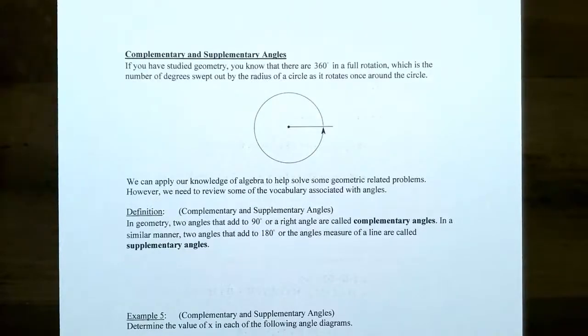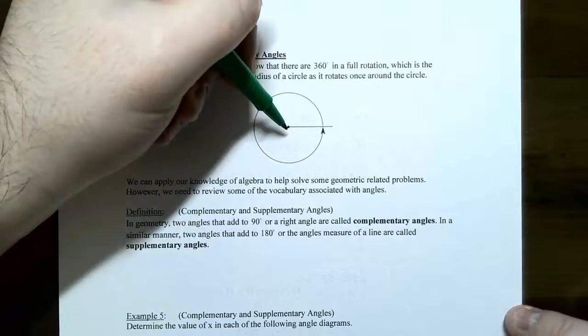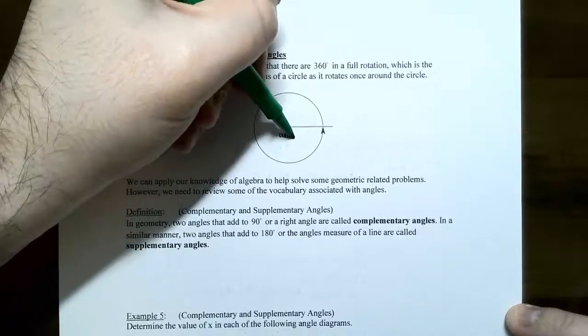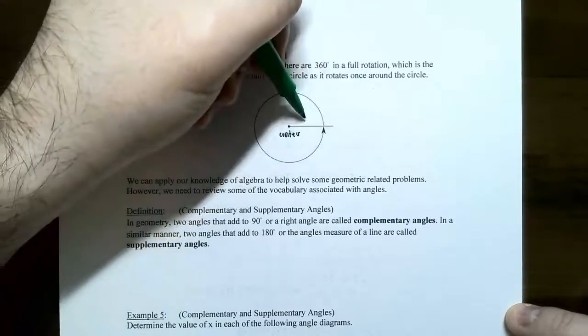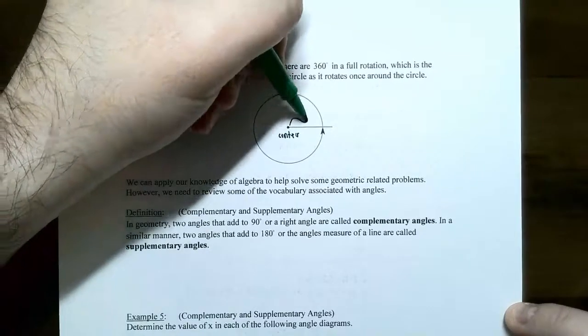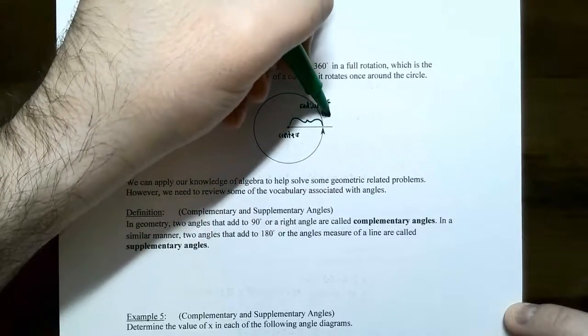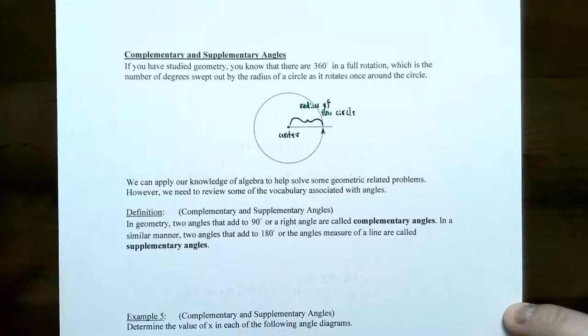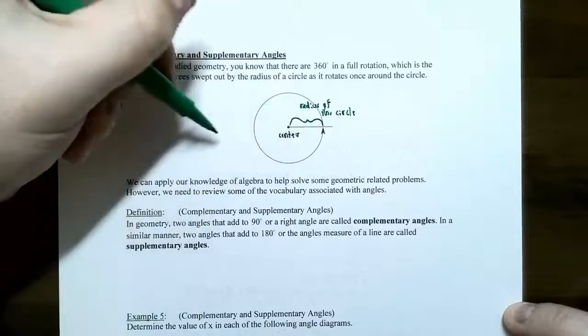Okay, the last thing that we're going to talk about in this section is what's called complementary and supplementary angles. So if you've studied geometry before, there's 360 degrees in a full rotation, or in a circle, there's 360 degrees. So if you have the center of the circle, the distance from the center to the outer edge of the circle is called the radius. So this distance is the radius of the circle. For the radius to make one full rotation, that would be 360 degrees.